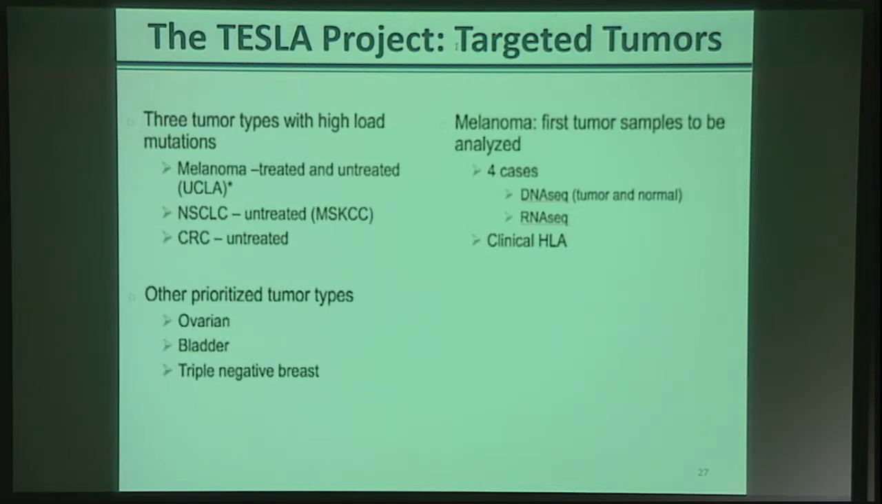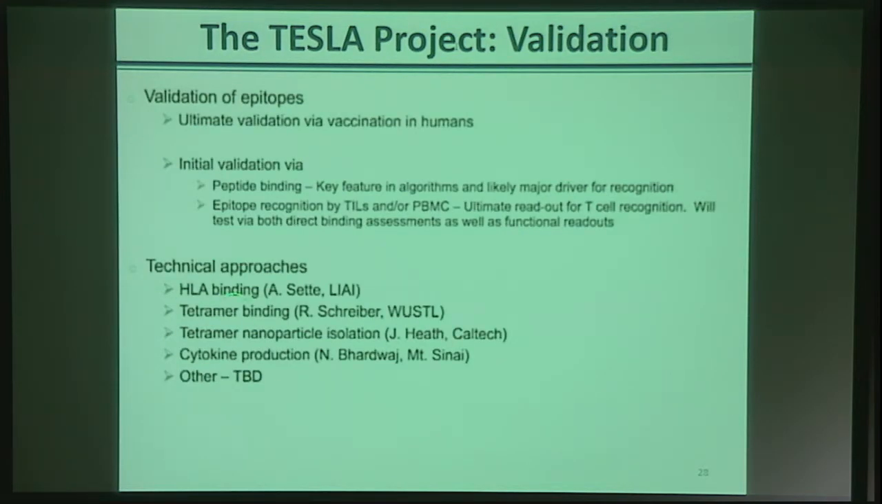And so basically, for each phase, the Parker Institute will provide DNA sequence for a tumor and adjacent normal cell or normal cell from the same patients, as well as RNA sequence and clinical HLA typing. And each participating institute uses their own algorithm to predict the neoantigens. Like us, we're using our newly developed CNN model to predict the neoantigens. And then we submit our predicted neoantigens, which is probably hundreds of them, to the Parker Institute, and they will perform the in vitro validations.